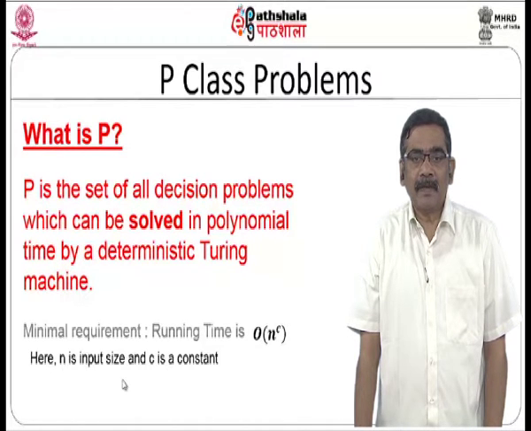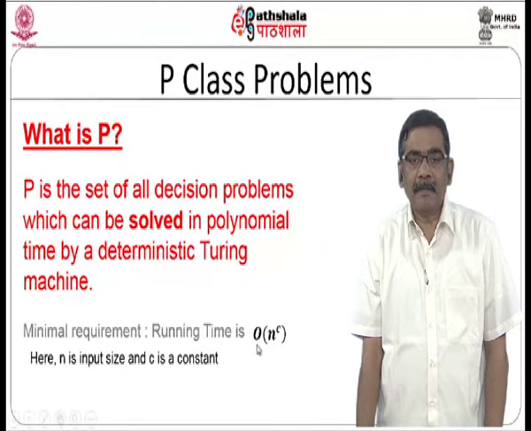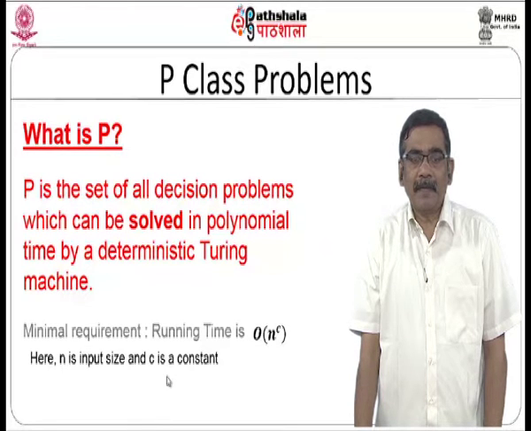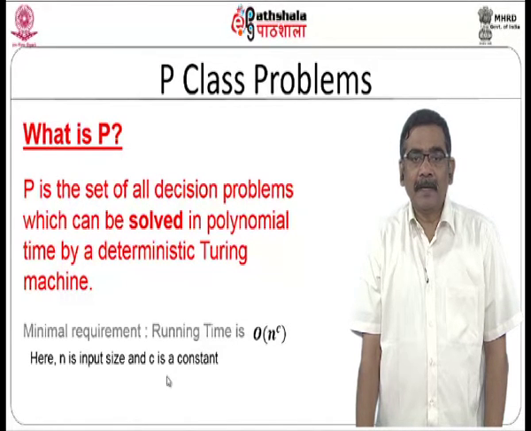What is the characteristic of this P class? P class problems are solvable in polynomial time, and in general the running time is order of n power c, where n is the input size and c is a constant. Probably you can recollect that in one of the earlier modules we discussed how to evaluate the running time of a given algorithm. If the running time comes as a polynomial, then using asymptotic analysis we can reduce that to the largest power of the polynomial, and we can express the computational complexity of that.